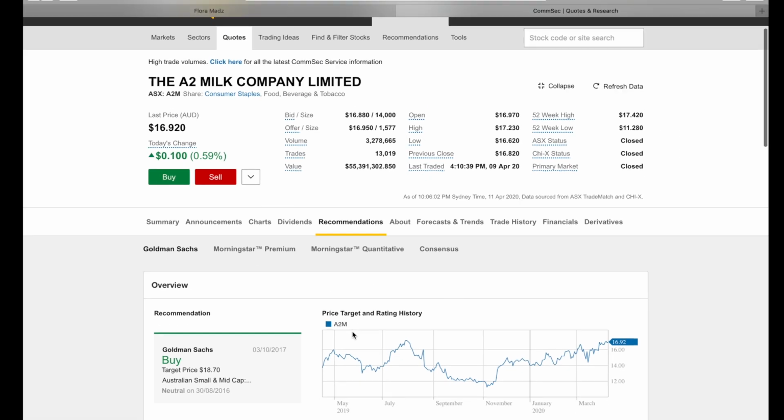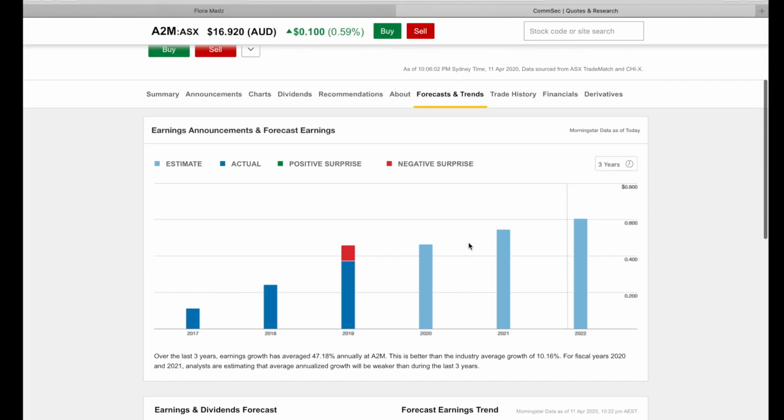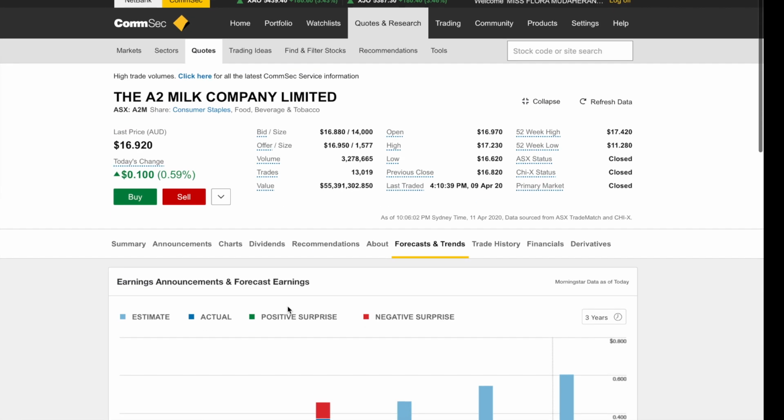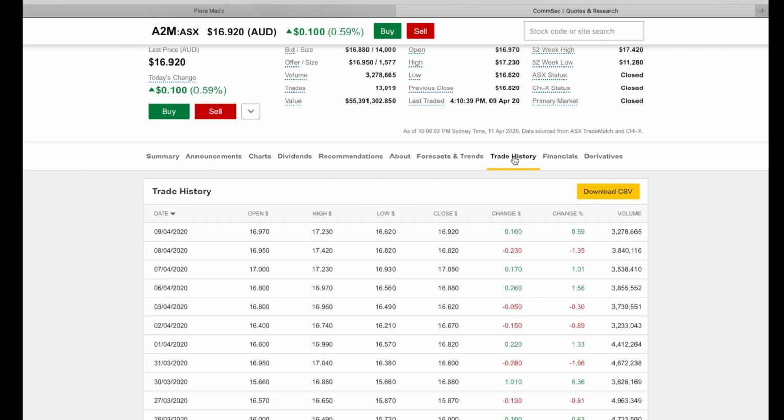Recommendation, I don't know what that is. I never use this tab, but pretty much focus on trends. Okay, so this is where you find all the information about your earnings per share ratio, sales, cash flow, how they're doing on the cash flow. So this is for people who do fundamental analysis. If you do fundamental analysis, this is where you get all your information from. Then the trade history.